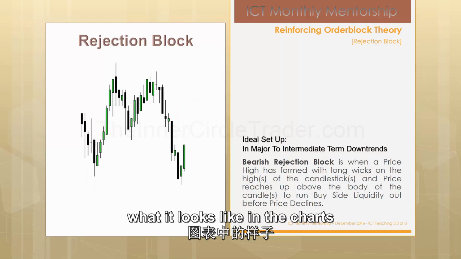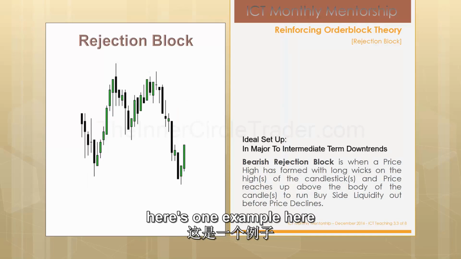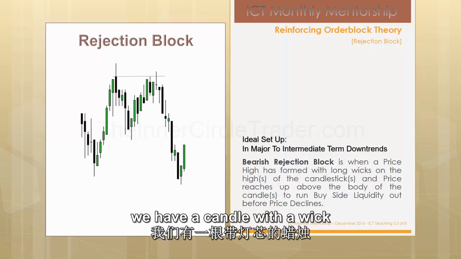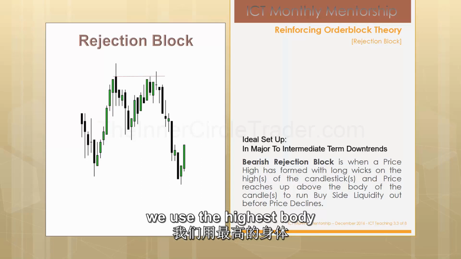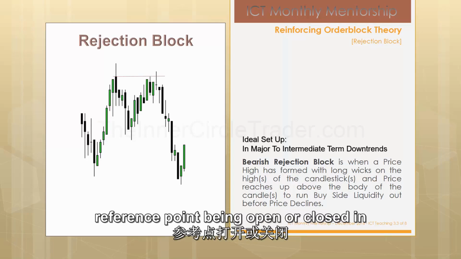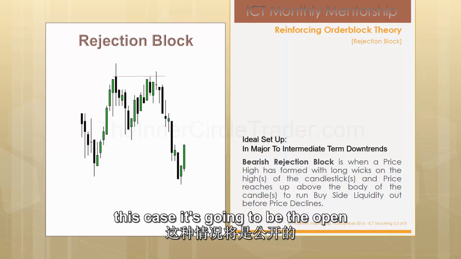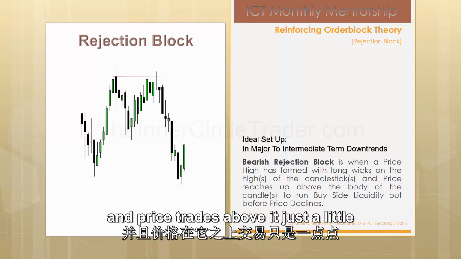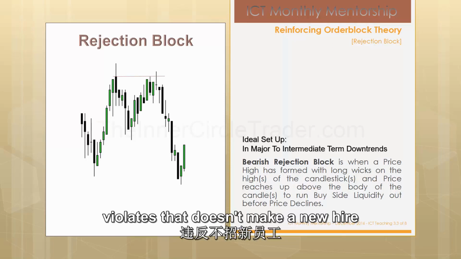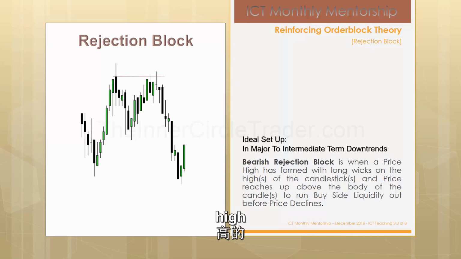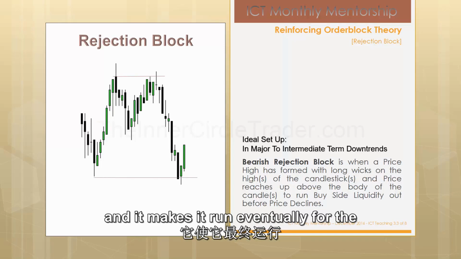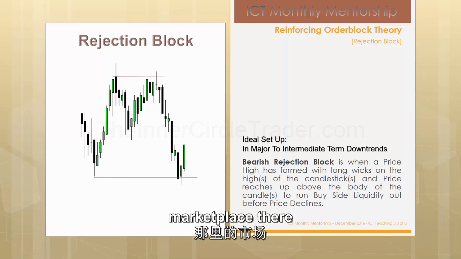What it looks like in the charts, here's one example here. We have a candle with a wick. We use the highest body reference point being open or close. In this case, it's going to be the open. And price trades above it just a little bit, violates that, doesn't make a new higher high, and it makes a run eventually for the sell side liquidity below the marketplace there.